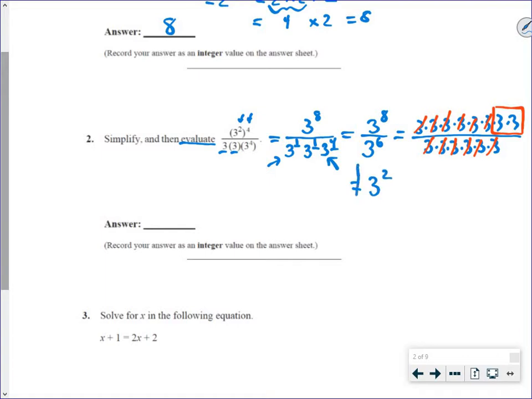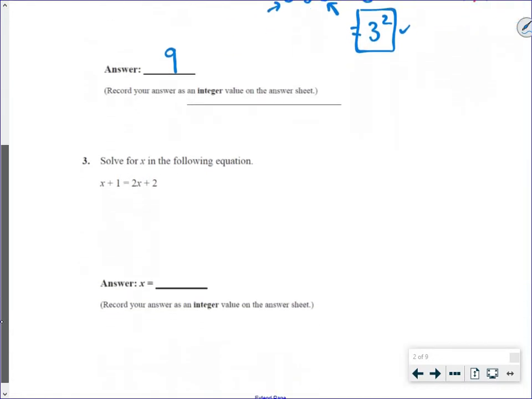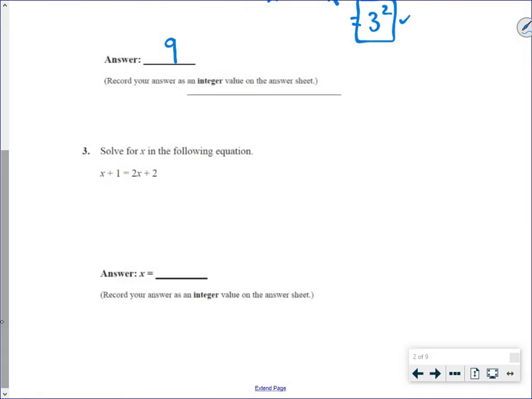Now that's simplified, done, right? And we also need to evaluate. So 3 squared is the same as 3 times 3. 3 times 3 is 9. So that's the answer for that one. Okay, moving on to the next one. Solve for x in the following equation. So we want to get x on its own.